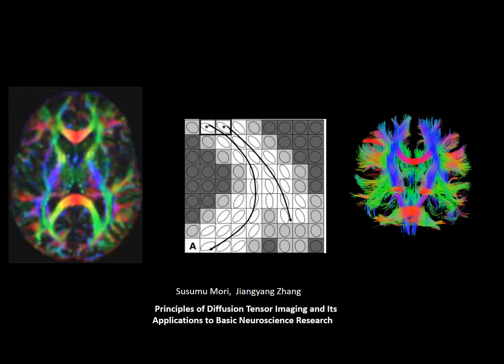Using the assumption that the principal eigenvector is associated with the direction of fiber bundles, one can then start to track large fiber bundles throughout the brain. This technique works remarkably well, and it is possible to track most of the fiber bundles in the living brain of humans.